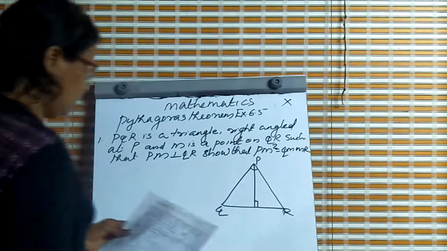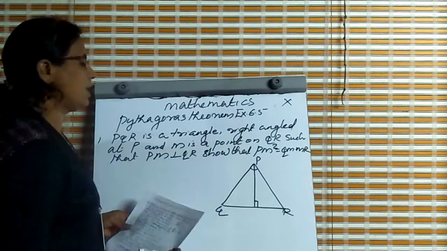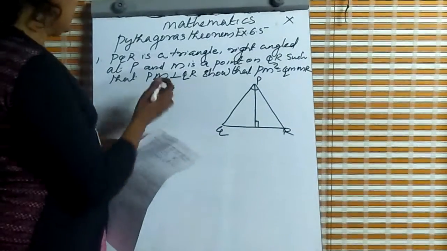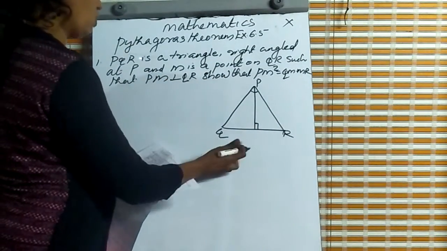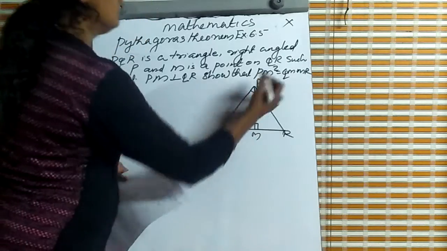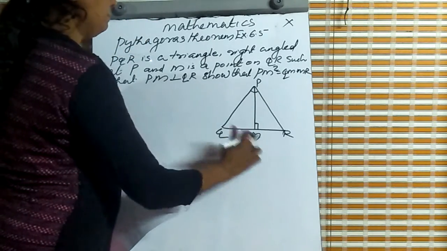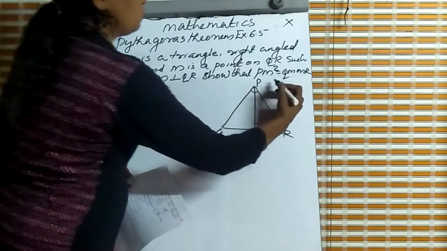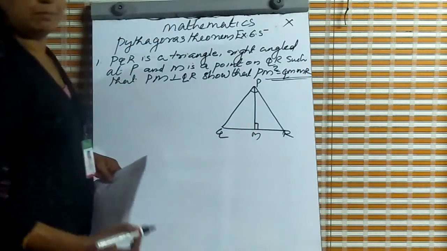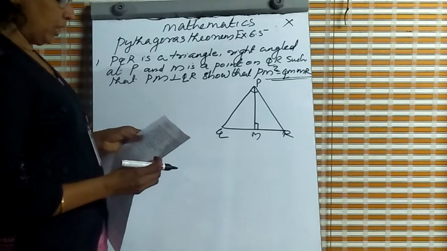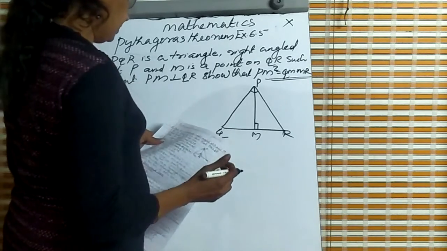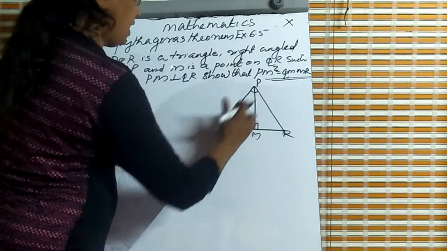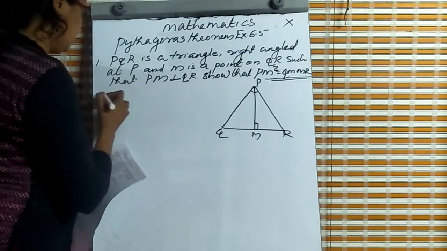Lesson question 1. PQR is a triangle, right angled at P, and M is a point on QR such that PM is perpendicular to QR. Show that PM square is equal to QM into MR. For that, we consider triangle QMP and QPR.